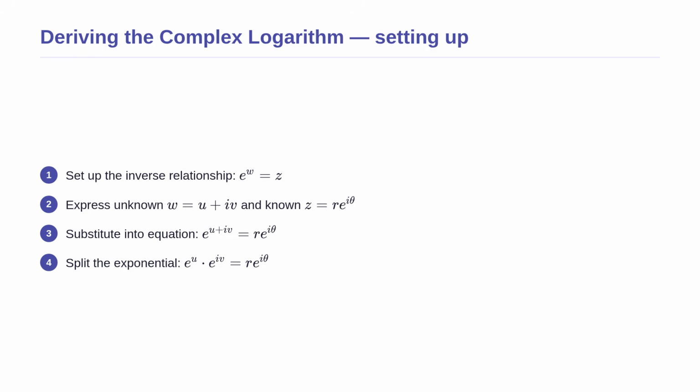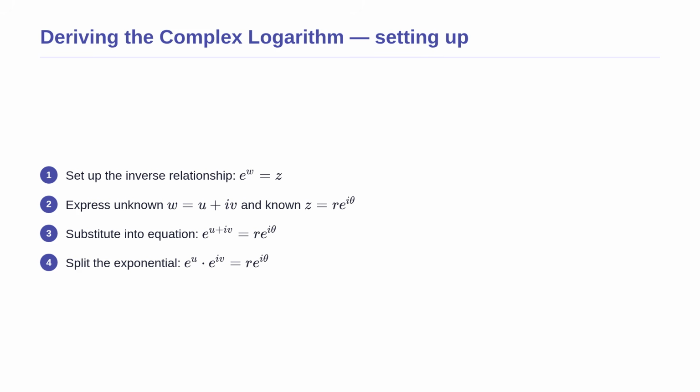Now that we have seen the formula, let us understand exactly where it comes from. We begin by setting up the fundamental definition of a logarithm as an inverse function. We are looking for an unknown complex number w that satisfies the exponential equation e to the power of w equals z. We break both sides of the equation down into their detailed components.